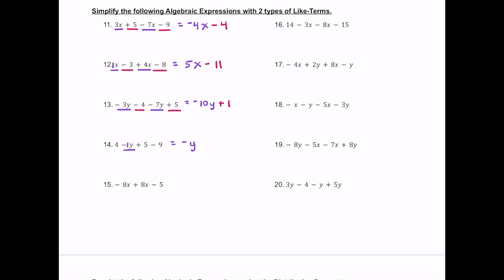And then we have a bunch of constants here, so 4 plus 5, that's going to be a 9, and 9 take away 9 is going to be 0, so we don't have to write that in the answer either. By the identity property of addition, we don't need to write it.